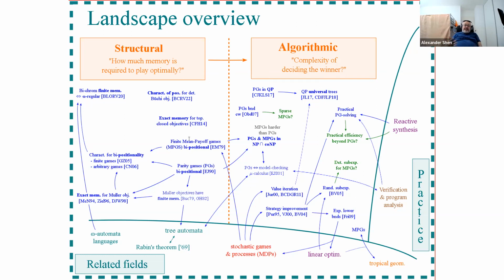So if, for example, we know this result about Rabin's theorem, can we go in the other direction and prove something about positionality of some games or finite memory of some games? That's a good question. I never thought about it, but I don't think so. Maybe this proof could be translated in the other direction, but it's not clear.